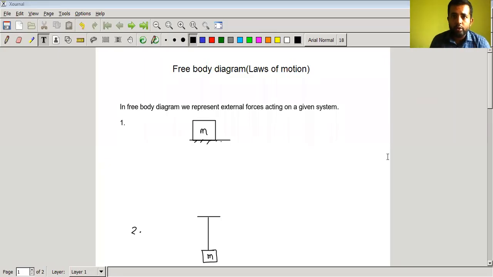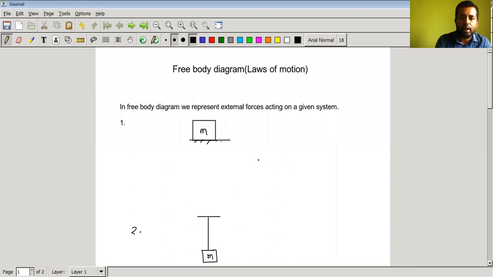Hello all. Today we are going to talk about free body diagram, which is central to laws of motion. Now, what is free body diagram? In free body diagram, we represent external forces acting on a system. Okay. Now, let me just highlight it here. Two words. One is external and one is system. Now, we will talk about it with examples.